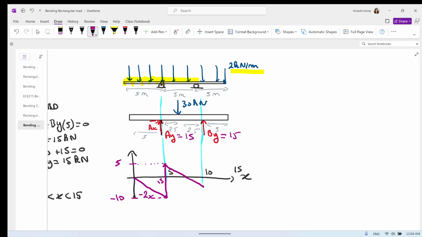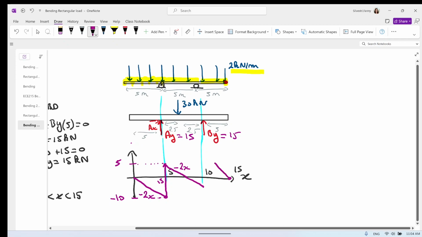So the slope is -2x for the second term of the equation. We will find that with the calculation, we don't need it now. But what we know is that at the end of the beam, there are no external forces, nothing that is applied. So we need to end at 0 at 15. And we know the slope is also -2x. So here we go, like this.